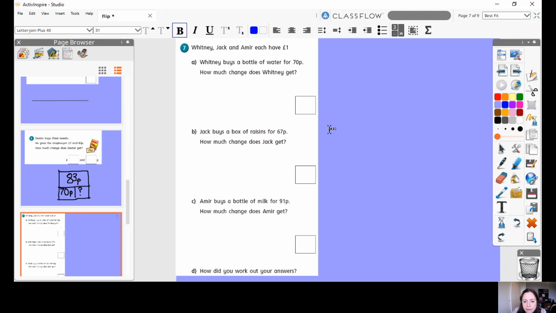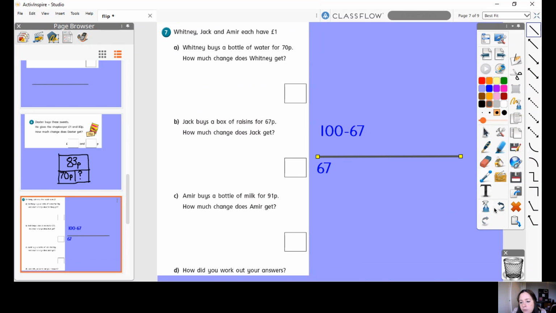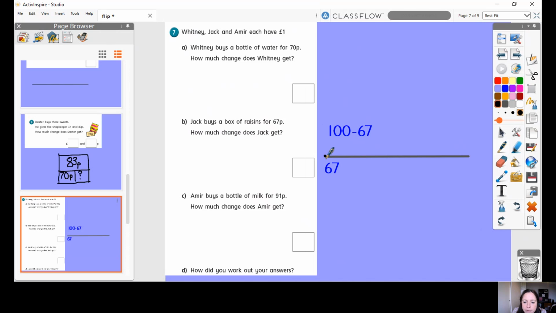Okay, so what we're doing is 100 take away 67. What you might want to do is count on. We're going to look at efficient ways of counting on next week. But for now, if we start at 67, we know that if we jump 1, 2, 3, we can have 67, 68, 69, and then I've got to 70.